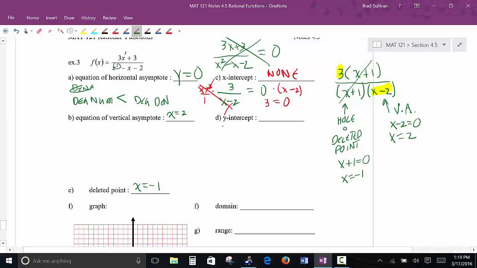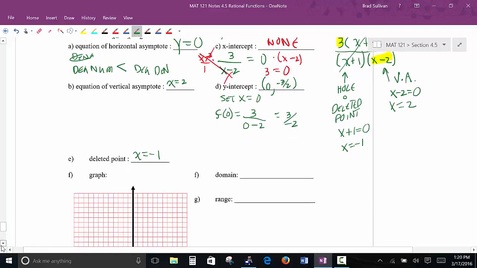Now when you do a y-intercept, you always set x equals 0. So we go to the function, and again, don't go there, go here. Go to the reduced form. So we're going to say f of 0 equals, and just go here with what's left over. So we're going to have 3 over 0 minus 2, so that's 3 over -2. That means the y-intercept: x is 0, y is -3/2. So we've got everything taken care of that we need: the asymptotes, the intercepts, and then this deleted point, and I'll explain how that goes in just a minute. Are there any questions about that?